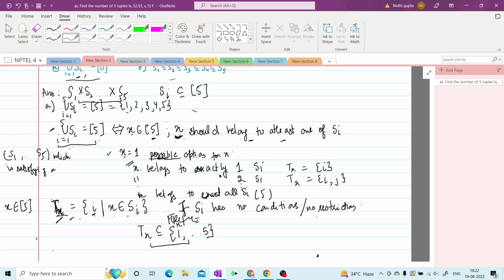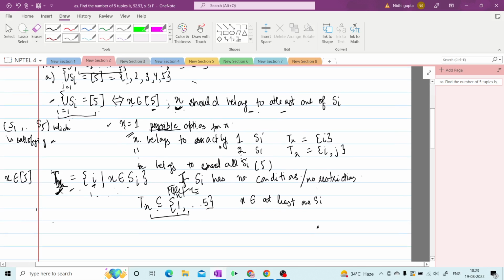Now we want that x should belong to at least one of Si. So we know that since we have 5 options, 1 2 3 4 5, this Tx will be a subset of 1 to 5, right? Because we have 5 indices. And now, what are the possibilities of Tx if we want that x belongs to at least one Si? That means there should be at least one index in the set, right? So what are the possibilities for Tx?